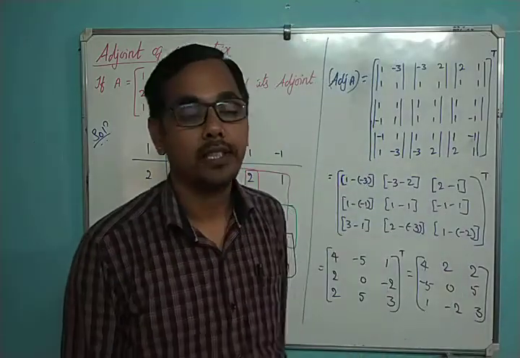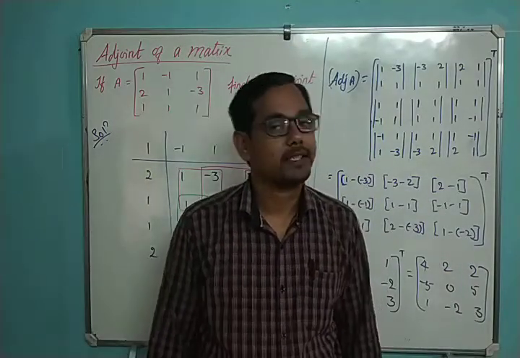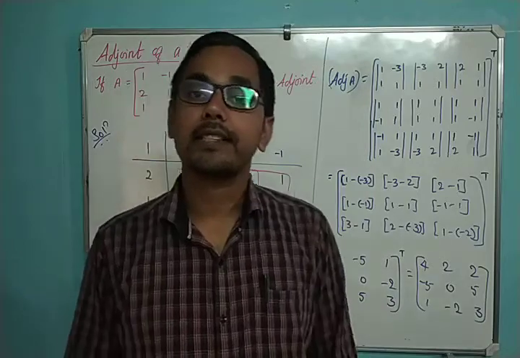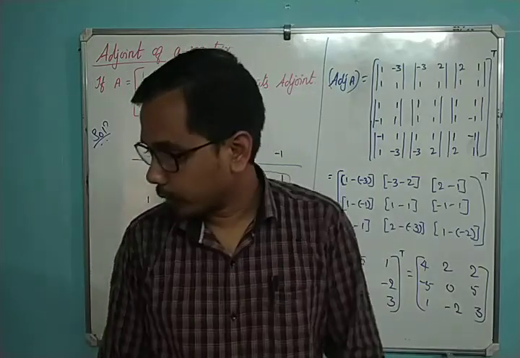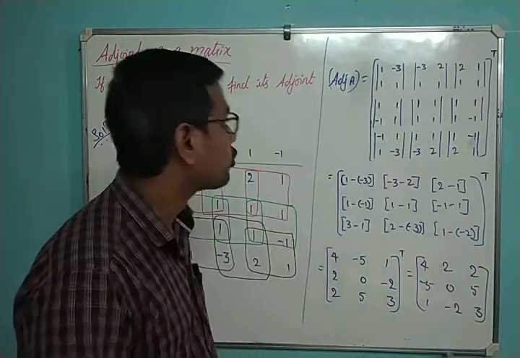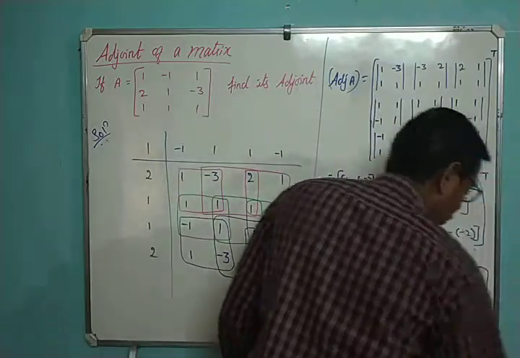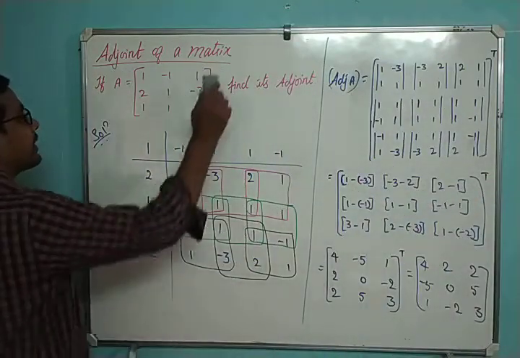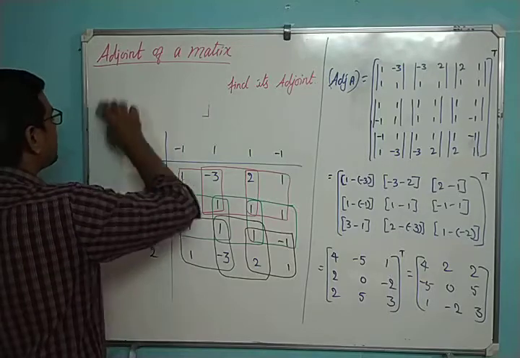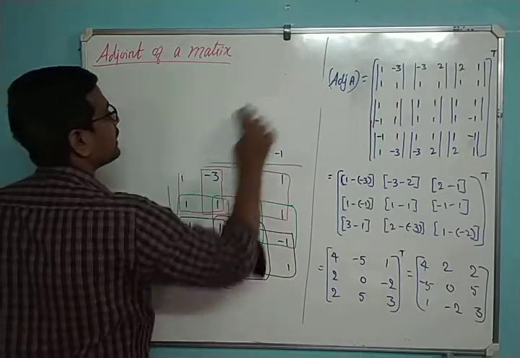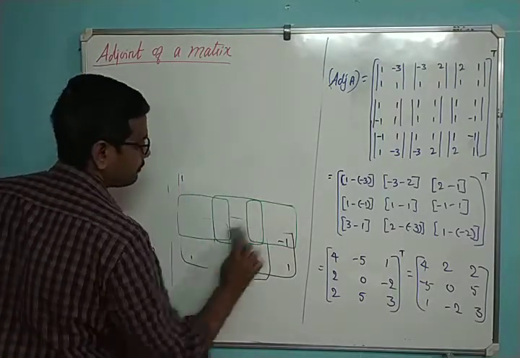This is for 3 cross 3. For a 2 cross 2 matrix, it is still simple to get the adjoint. So what should we do in order to get the adjoint of a 2 cross 2 matrix? I will explain here. You just listen. It is a one step method.